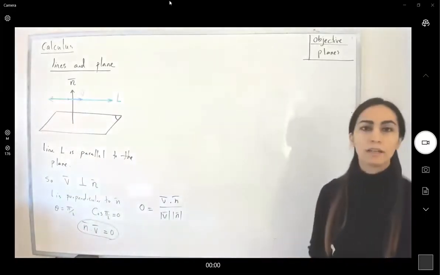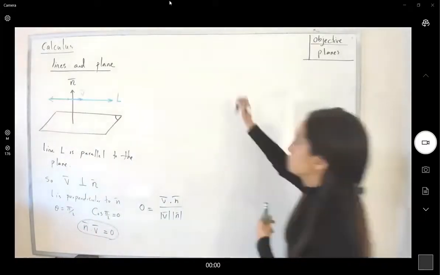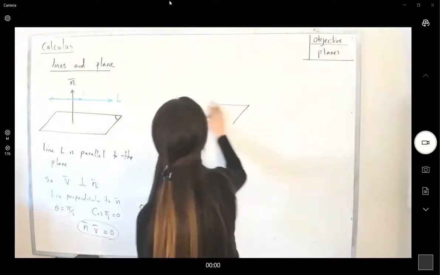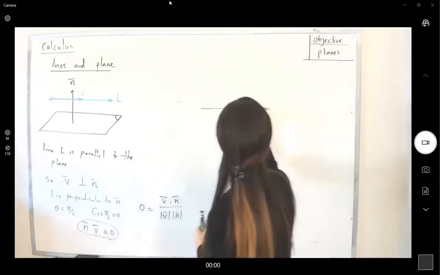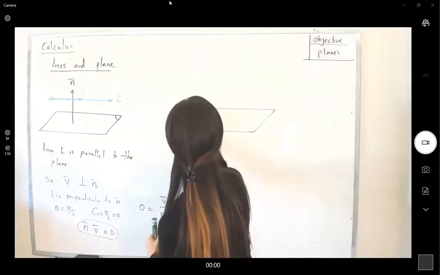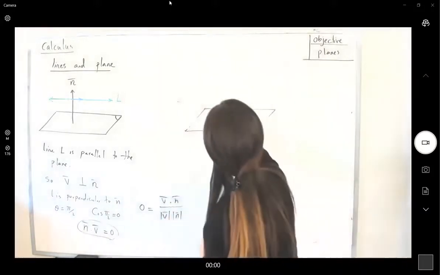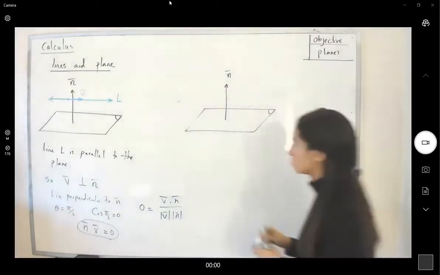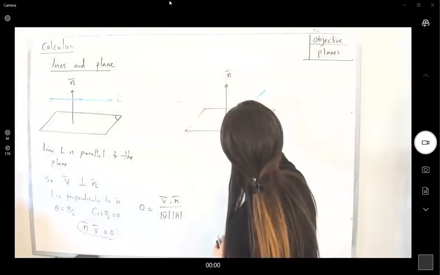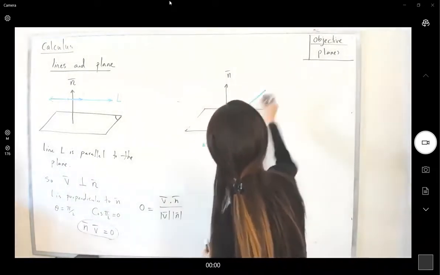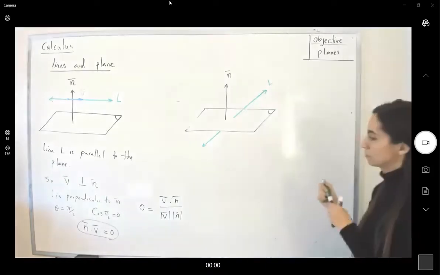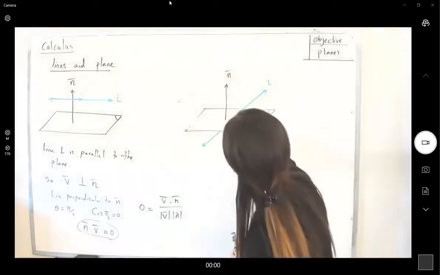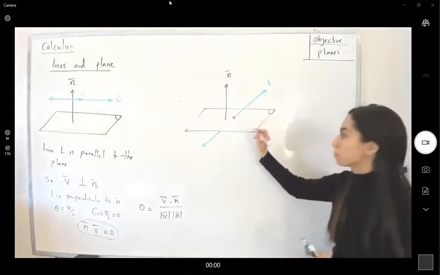You might have your line actually crossing the plane. So this is parallel, and now you find that the line is actually crossing your plane. This is your normal vector, and this is your plane. And here you have your line. Well, our line is actually crossing the plane. So there is a point of intersection between the line and the plane.